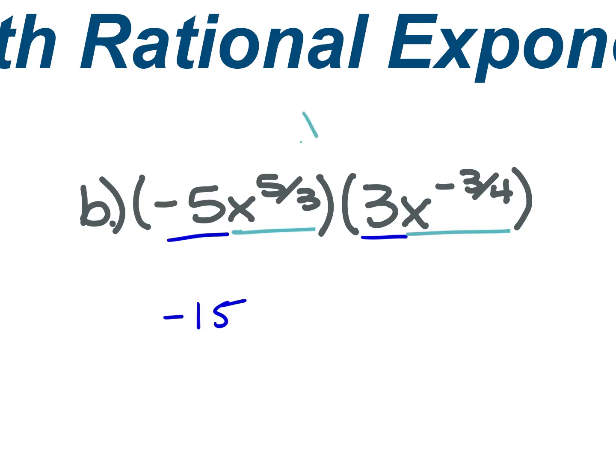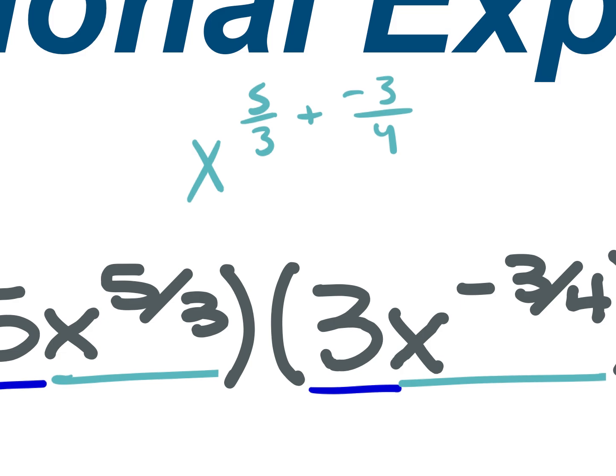So here we have x to the power of 5 over 3 plus -3 over 4. Careful. What do we need to have when we're adding fractions? A common denominator. So we can't just add straight across. If we're multiplying fractions, you multiply straight across. When we're adding, we need a common denominator. So what would our common denominator be here?